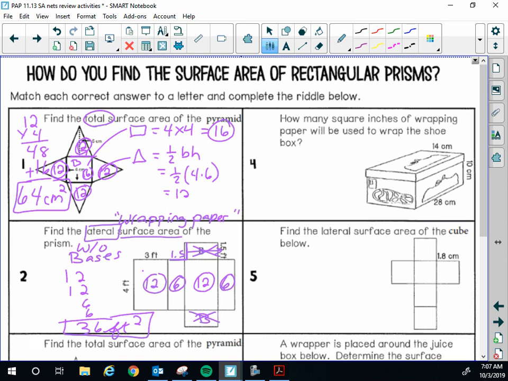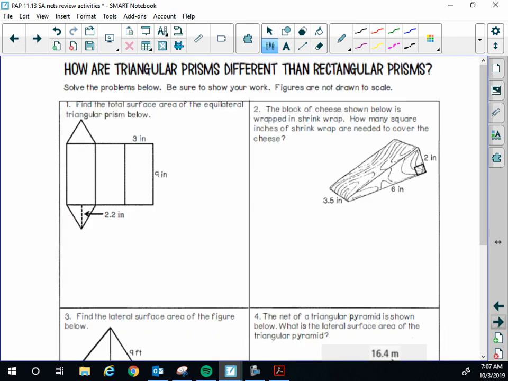Okay? So now we're actually going to go to the back of the page, and we're going to look at this number 2. All right? It says the block of cheese shown below is wrapped in shrink wrap. How many square inches of shrink wrap are needed to cover the cheese? So the key here being cover the cheese, that's your clue that it's surface area, okay?